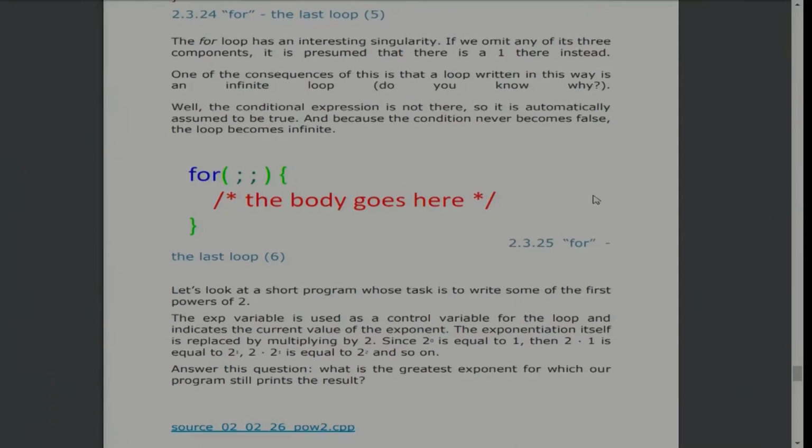So if you write a for loop like this without all these elements, it will become an infinite loop. We saw the version of a while loop that will execute infinitely. Even with a for loop, if you write a for loop like that, it will enter an infinite loop.